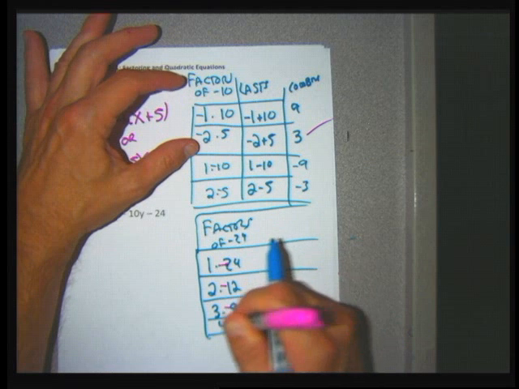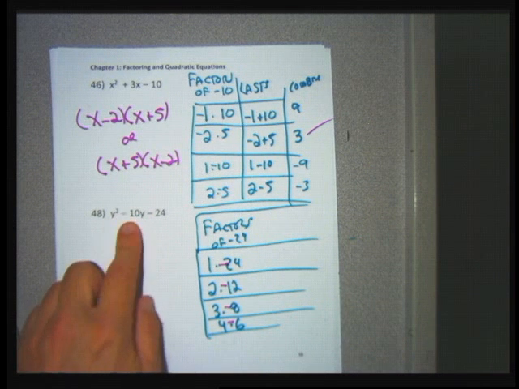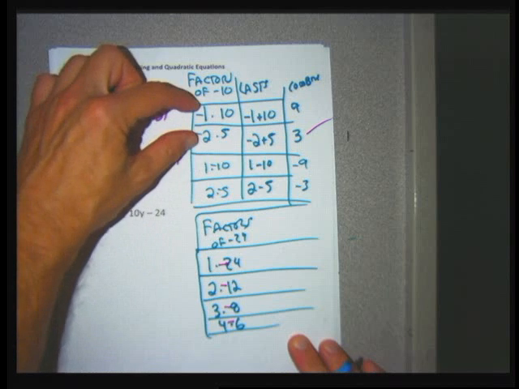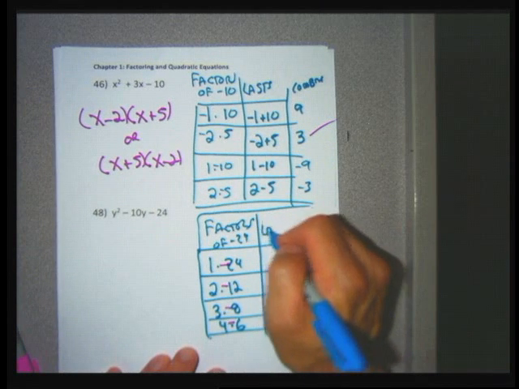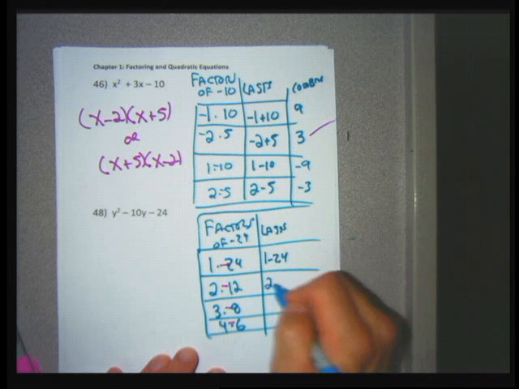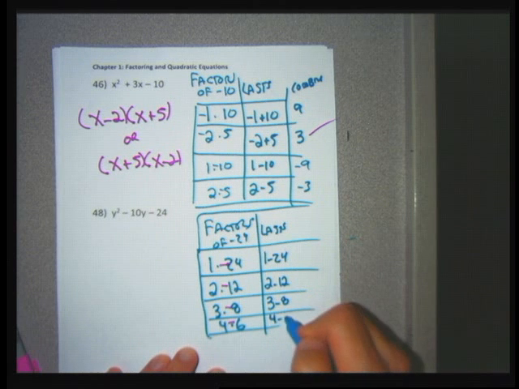So the place I should put my negative depends on this. This is negative, so the bigger number gets the negative. This is positive, the smaller number gets the negative. So this makes candidates for my lasts of 1 minus 24, 2 and minus 12, 3 and minus 8, 4 and minus 6.